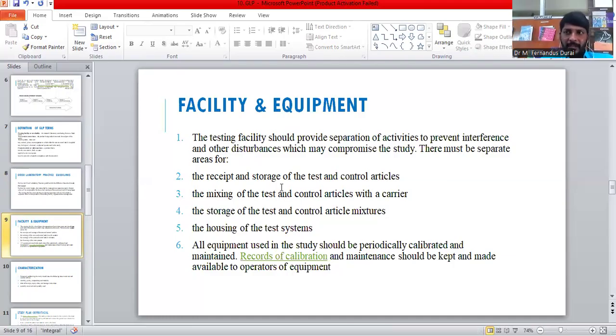And the mixture of the test and control article with the carrier, the storage of the test and control article or mixture, the housing of the test system, and the final one, all the equipment used in the study should be periodically calibrated and maintained. The records of calibration and maintenance should be kept and made available to the operator of the equipment. So calibration is very, very important; record and maintain the records. The maintenance is important.